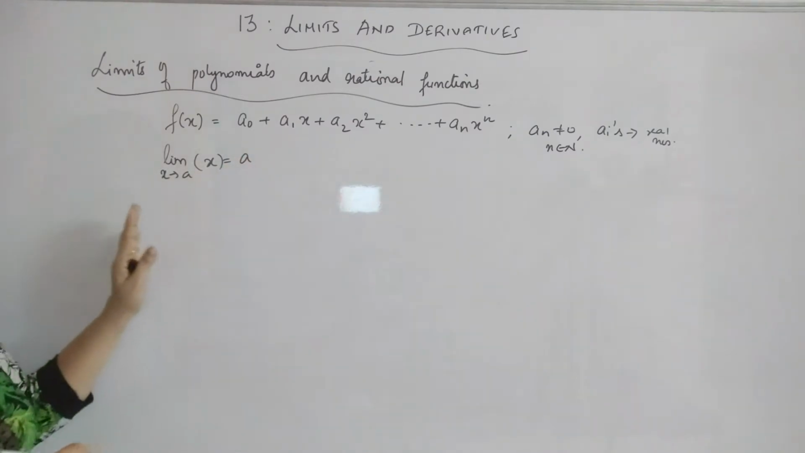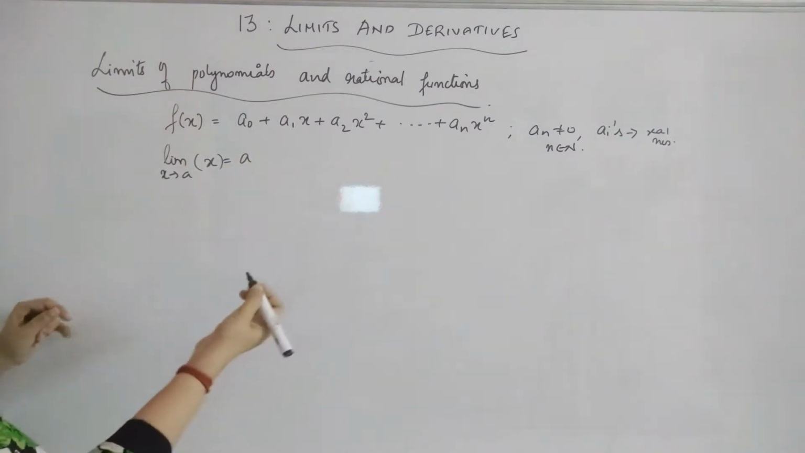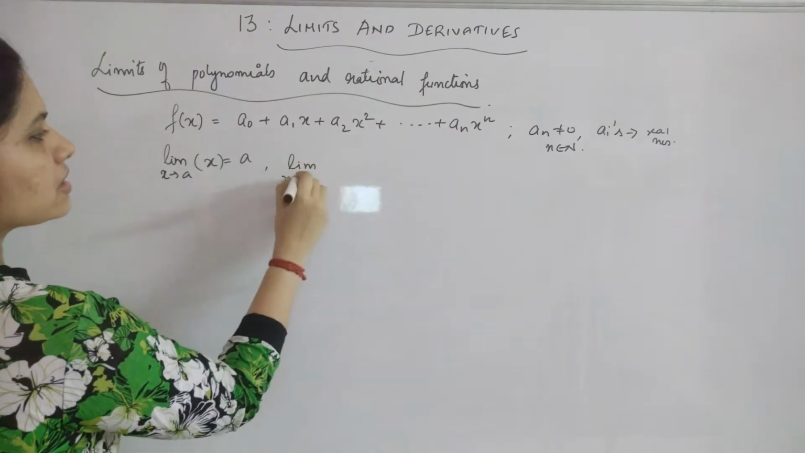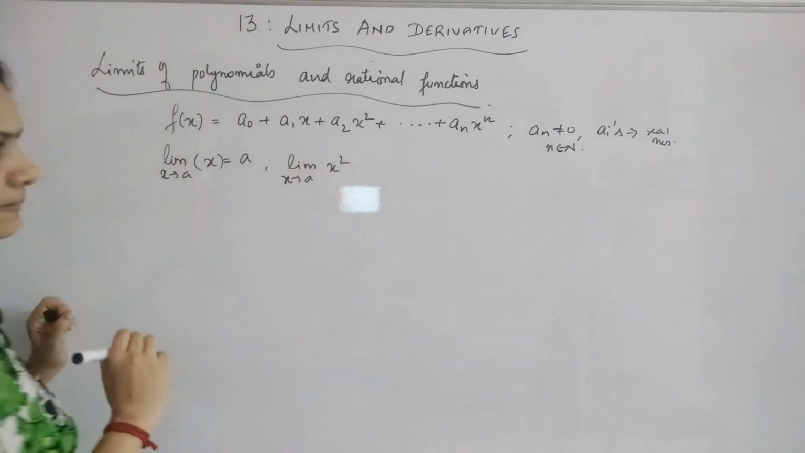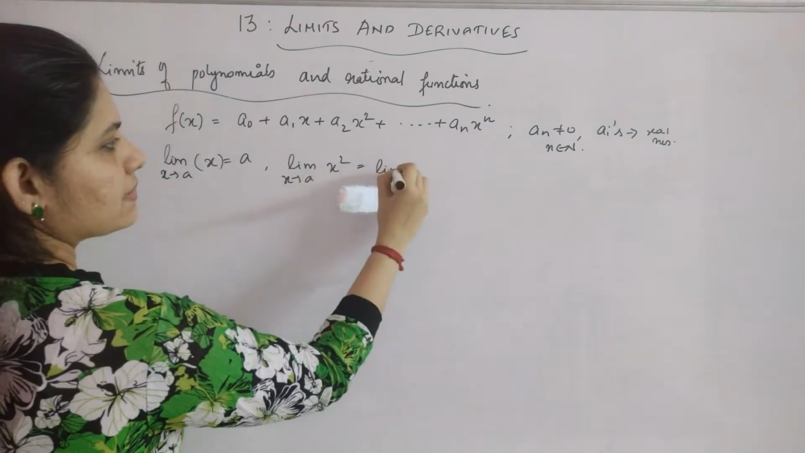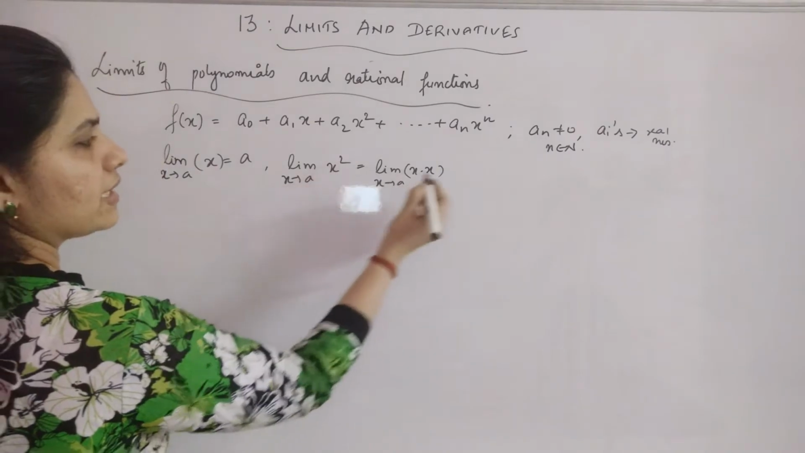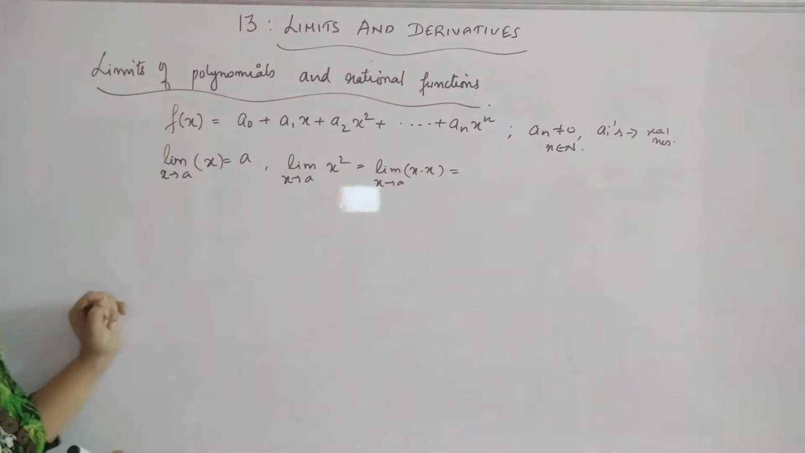So you are getting this already, we know. Right? Now if I am extending this to x square, that is what will be limit x tends to a x square, that can be written as limit x tends to a x into x, that is I have split and written x square as x into x.